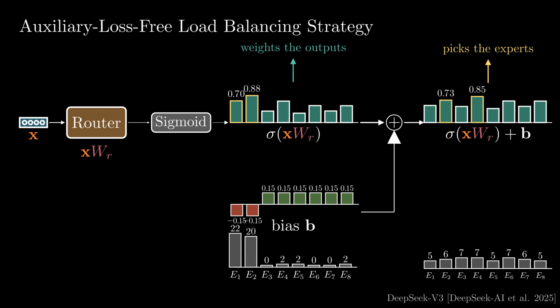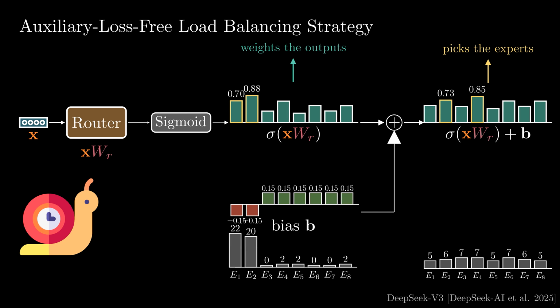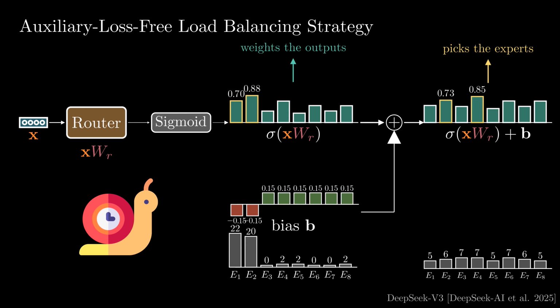But this was 8 experts. Kimi K3 has 896 of them per layer. Maintaining balanced loads becomes challenging. Incrementally adjusting the bias can also be slow to achieve balanced expert utilization.